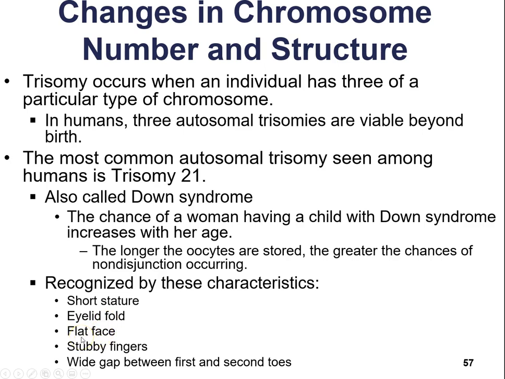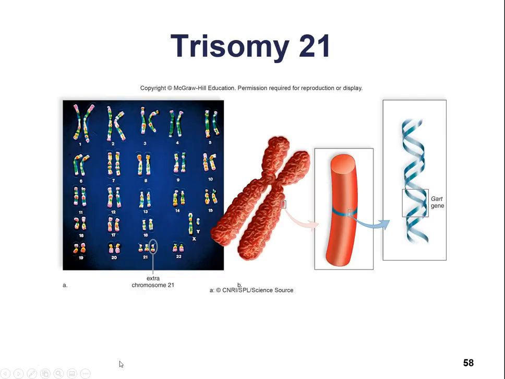Some characteristics of Down syndrome: short stature, eyelid fold. These are the physical characteristics. When you look at a patient with Down syndrome, you can usually pretty quickly recognize that they have Down syndrome. Flat face, stubby fingers, wide gap between the first and second toes. If you look at a karyotype from an individual with Down syndrome, what do you notice? If you look at chromosome 21 here, there are 3 copies instead of just 2.